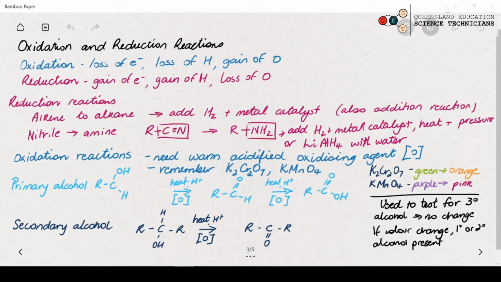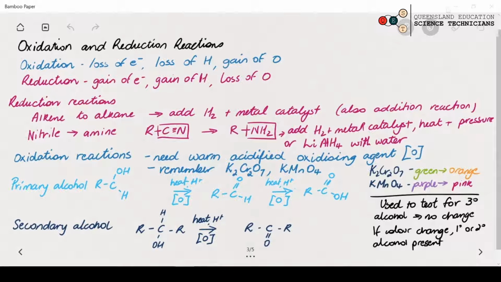And what we're doing is we're giving this nitrogen some extra hydrogens and breaking that triple bond. So we'll end up with an NH2, which is our amine. So we can have 2 ways of doing this. We can do the same as we did for our alkene, which is add hydrogen and a metal catalyst.